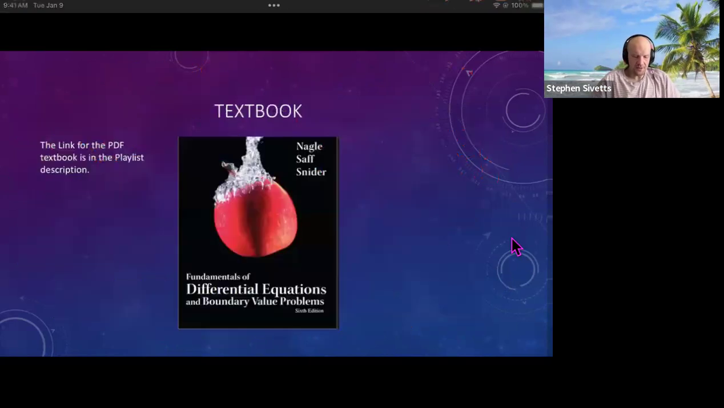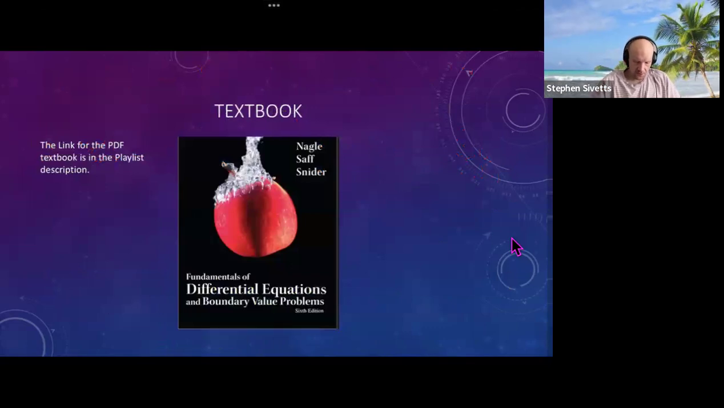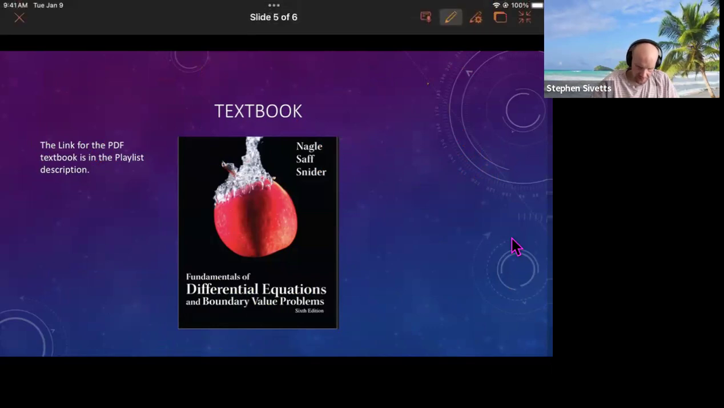Okay, so the textbook, I'll leave a link for the PDF version of this textbook in the playlist description. But this is a great textbook. I think there's a new edition out, but nevertheless, there's very little changes in the editions. The most common is the sixth edition, Fundamentals of Differential Equations and Boundary Value Problems by Nagel, Saff, and Snyder. Okay, so the link for this textbook is in the description.